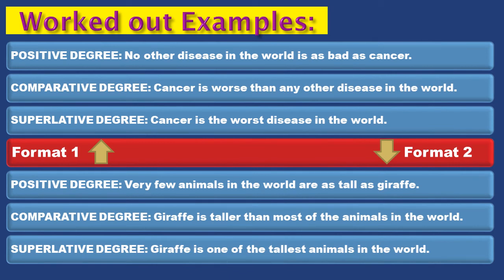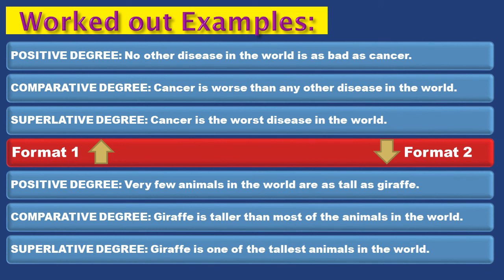Now let's move to format 2 that starts with very few. So the format for positive degree is very few animals. See, plural. Noun in the plural form. Very few animals in the world are as tall as giraffe. The comparative degree, remember I said that if there is very few, in the comparative degree you have to use the phrase most of the. So giraffe is taller than most of the animals in the world.